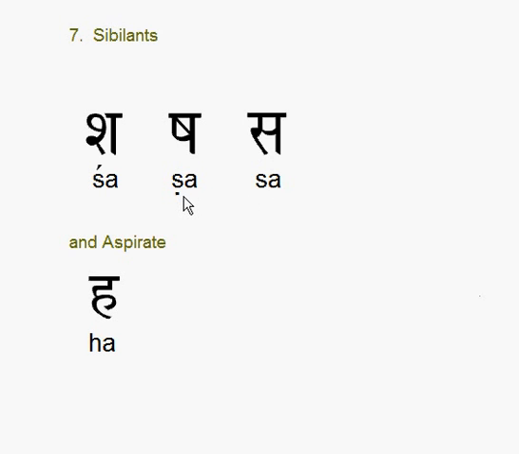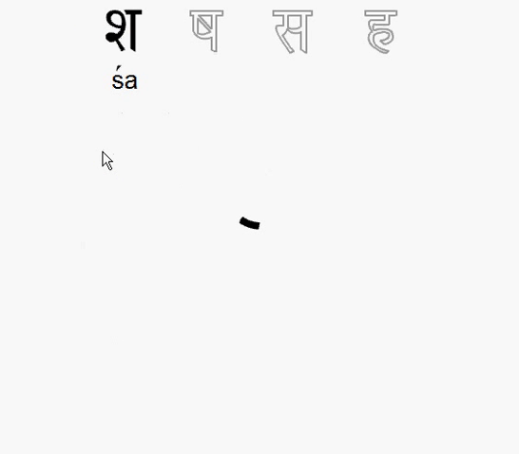And an aspirate, ha, which we've been doing unknowingly because we add the aspirate to the aspirated consonants, but this is by itself, ha, just like the English H sound. Okay, let's cover them one at a time. Why don't we practice writing it?